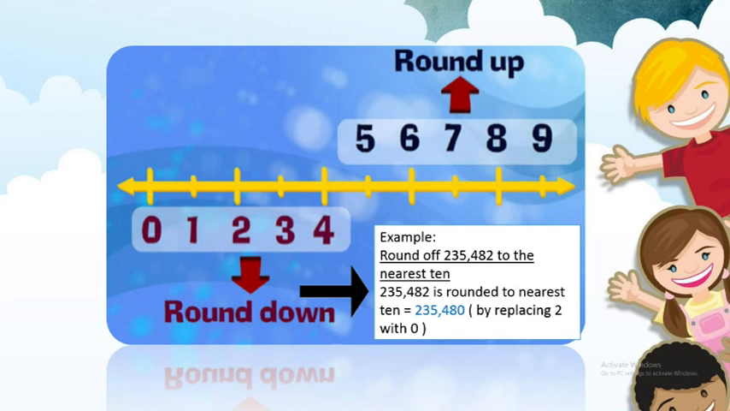Okay students, now let's see the round up numbers. 5, 6, 7, 8, 9. These are the numbers that are 5 or more. If the digit in the units place is 5 or more than 5, add 1 to the digit in the tens place and replace the digit in the units place with 0. Okay, students, look at this example.